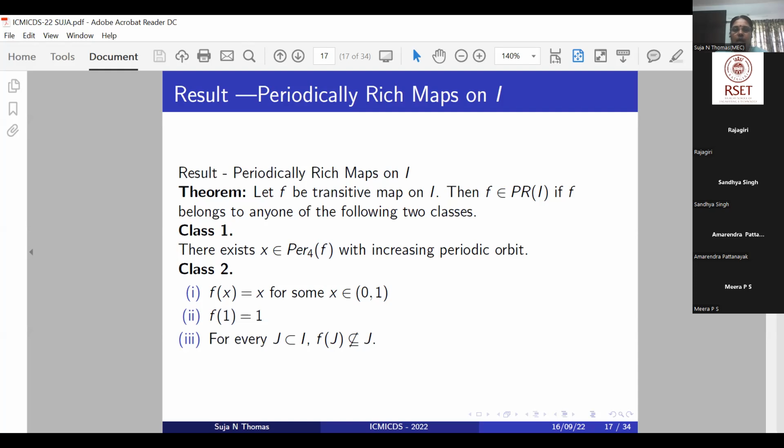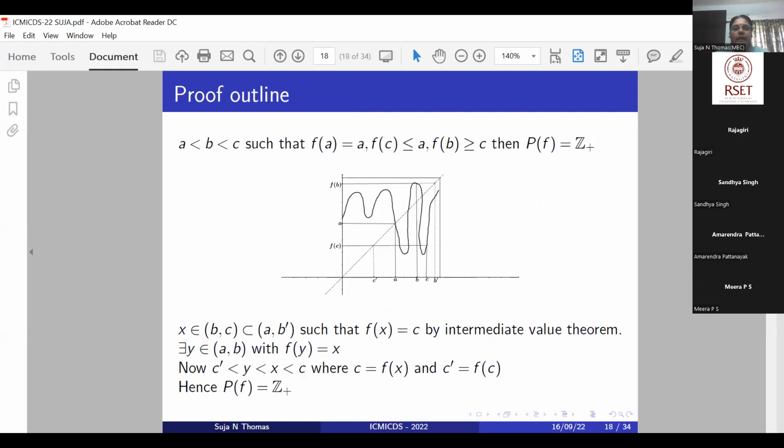For class 1, we could show the presence of a period 3 point. Then by the famous Sharkovsky's theorem, P(f) is equal to Z plus. And for class 2 maps, we use a lemma: if a < b < c such that f(a) = a, f(c) ≤ a, and f(b) ≥ c, then P(f) is equal to Z plus. And this lemma is proved using a standard result by Li and Yorke in the paper "Period three implies chaos".